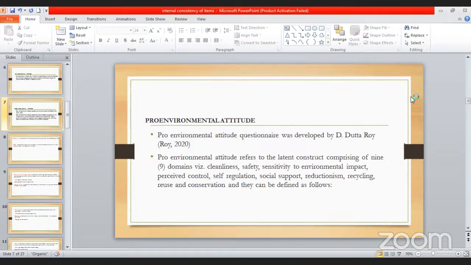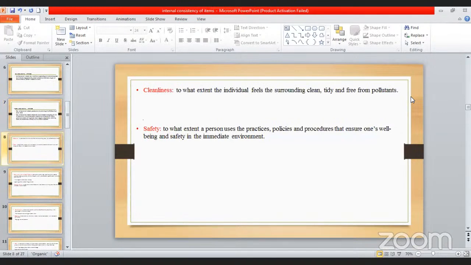It is very important to know what pro-environmental attitude is, because we are using it to understand this. The pro-environmental attitude questionnaire was developed by D.D. Roy in 2020, and this attitude refers to a latent construct that comprises 9 domains. That means this questionnaire has 9 domains, which include: first, cleanliness; second, safety; then sensitivity to environmental impact, perceived control, self-regulation, social support.